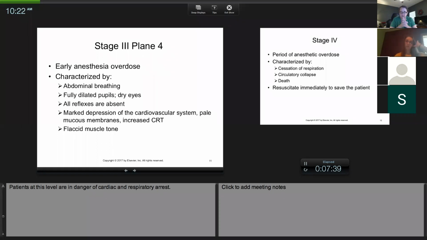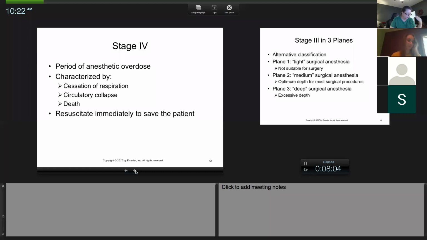But stage 3, plane 2 is where you want to be. Dilated pupils, eyes are going to start to rotate central, and they're going to start getting more of an abdominal effort. When the abdomen is recruited for breathing, the brain is trying to tell the diaphragm, we've got to get some breathing going. So the body's detecting that respiratory depression is too deep. And then stage 4, overdose. Respiration stops, circulatory collapse. Again, when that heart rate starts to really drop too low, we have to be cautious.